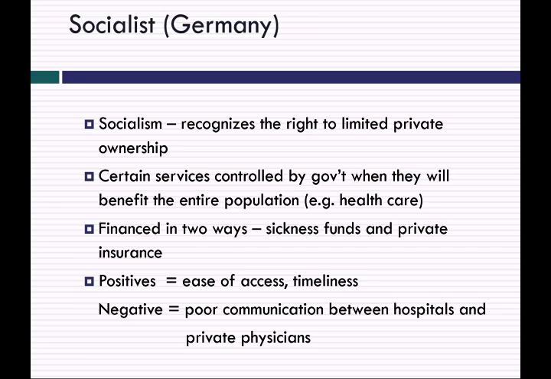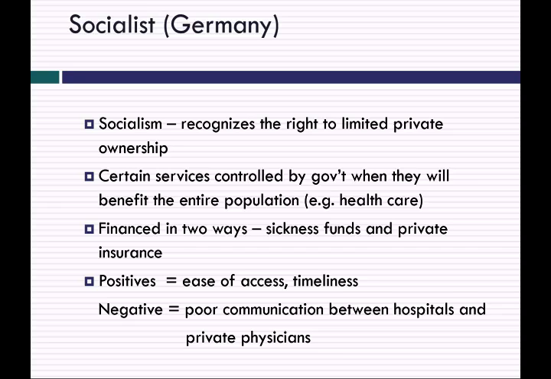The socialist system, an example of which is Germany, but really most of the European Union countries have a socialist system of health service. Socialism recognizes the right to limited private ownership. So there's still a large amount of governmental control, but we begin to see a little more private sector involvement in the socialist health service system.